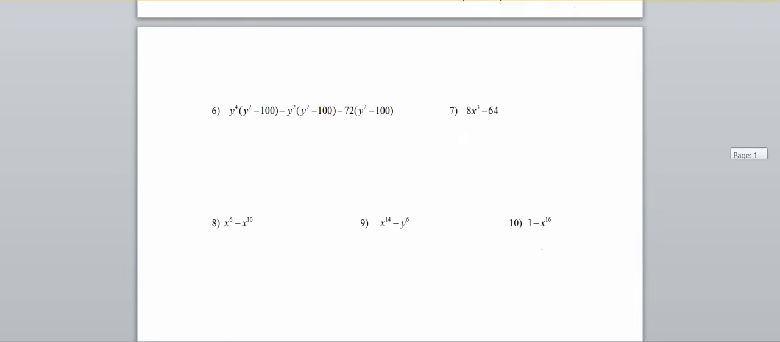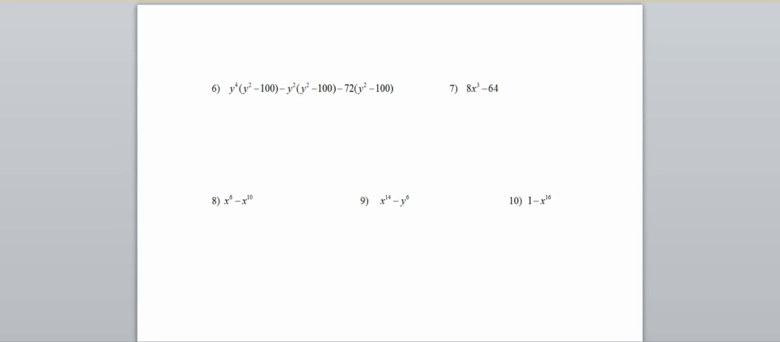Okay, flip over your page. I'm going to scroll down. Let's look at number 6. So 6 is just like number 5. It looks crazy. There's a ton of terms. It looks like it's going to be awful. Do not distribute this. Okay, that will make your life miserable. What I want to do is just take out the common factor that these 3 things have in common. So they all have a y squared minus 100.